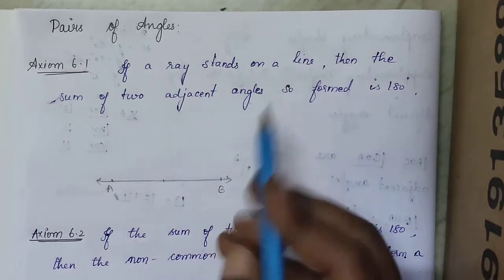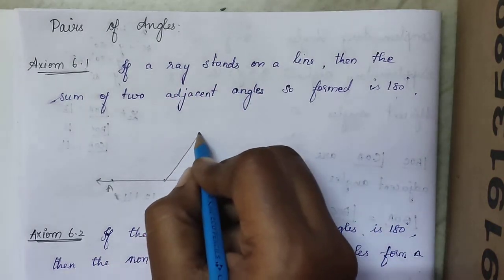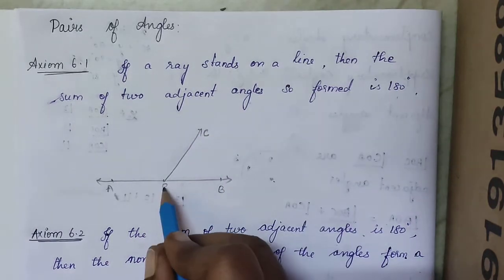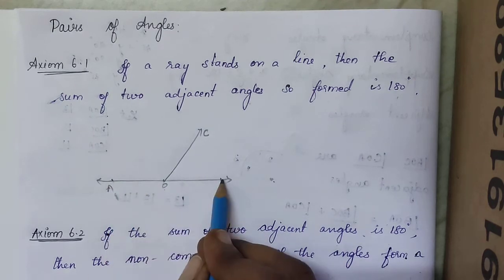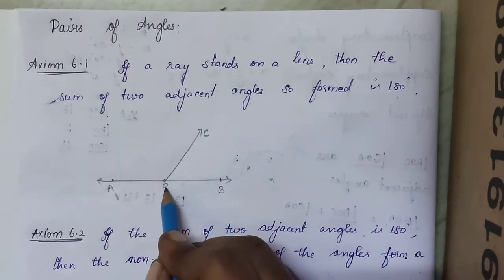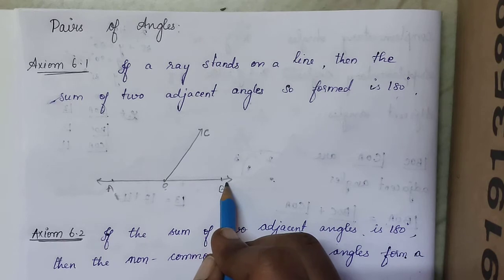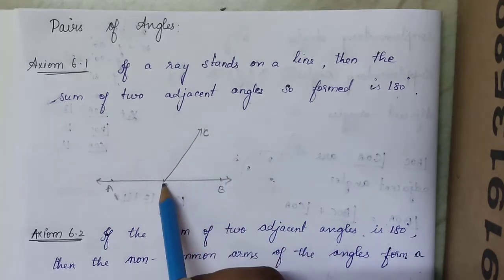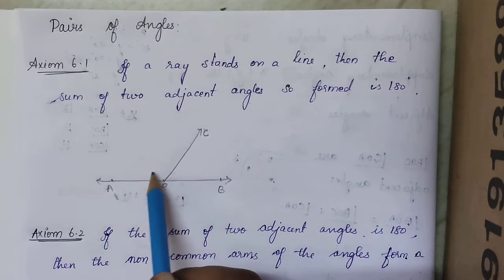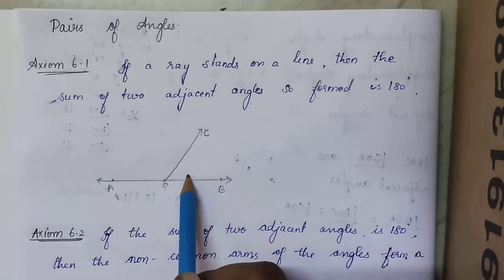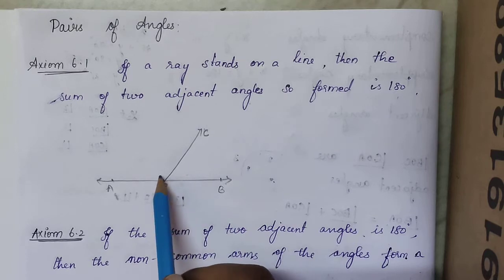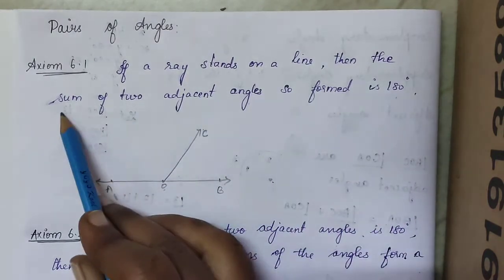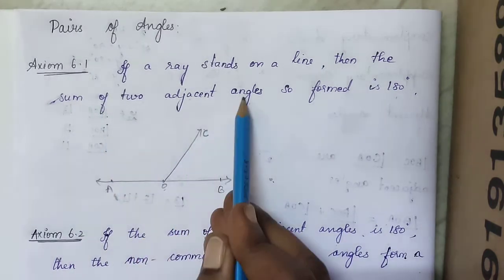Now see here, this is a line. A ray stands on a line. Let us take that this is a ray at a point O on the line AB. OC stands on that line AB. If it is so, then AOC and COB, these two angles are adjacent angles, and when I add these two angles, that will be equal to 180, the sum of two adjacent angles.